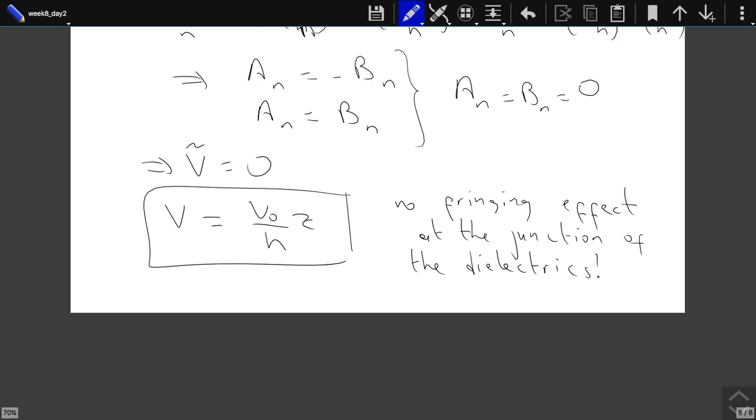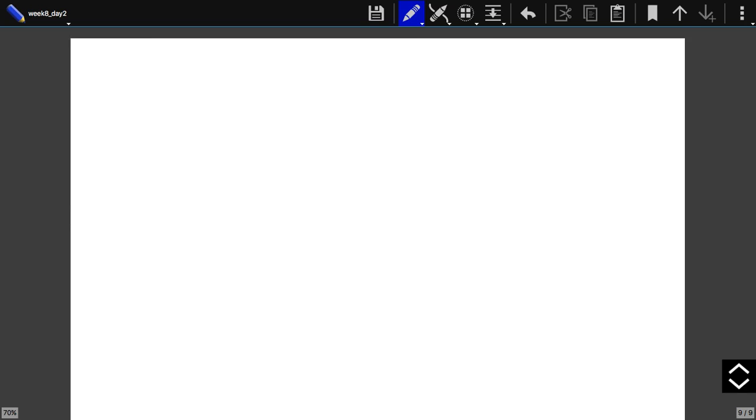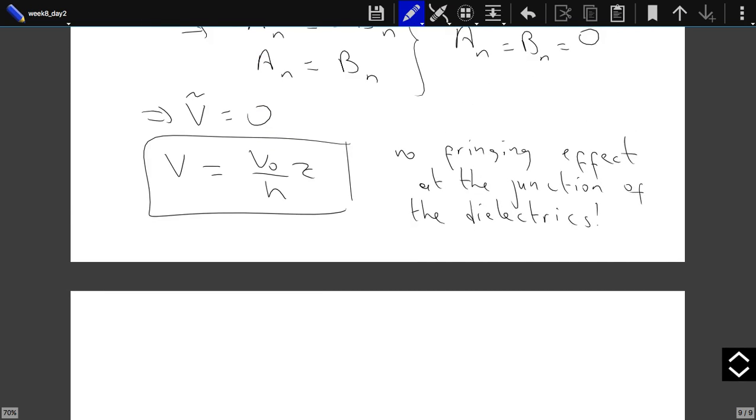You said the potential doesn't depend on y. I don't understand how it implies that there's no fringing effect for the electric field. Well, you see, V is this one. So we can calculate. Do you agree that V is exactly equal to this one? Well, the electric field is equal to minus the gradient of V, which is equal to minus V0 over h in the z direction. It is uniform. So no fringing effects.